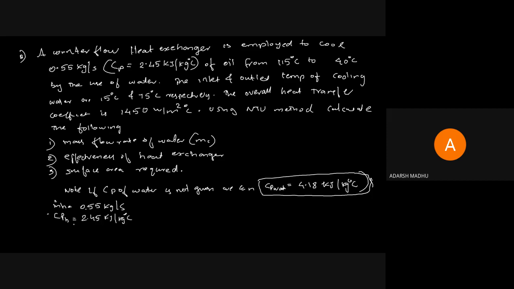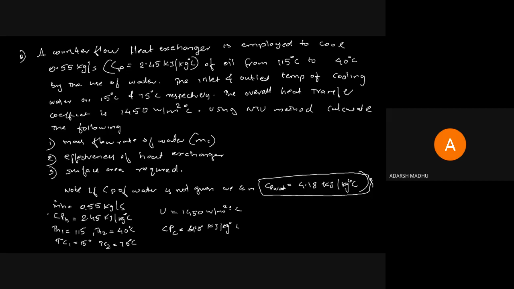Okay. Th1 and Th2 are given. Th1 equal to 150, Th2 equal to 40. Tc1 and Tc2 are given. Tc1 equal to 50, since initially the temperature will be very low, and Tc2 equal to 75 degrees Celsius. Then the overall heat transfer coefficient U is given as 1450 watt per meter square degree Celsius. And we are assuming the Cpc of water is 4.18 kilojoule per kilogram degree Celsius. These are the values given in our problem.